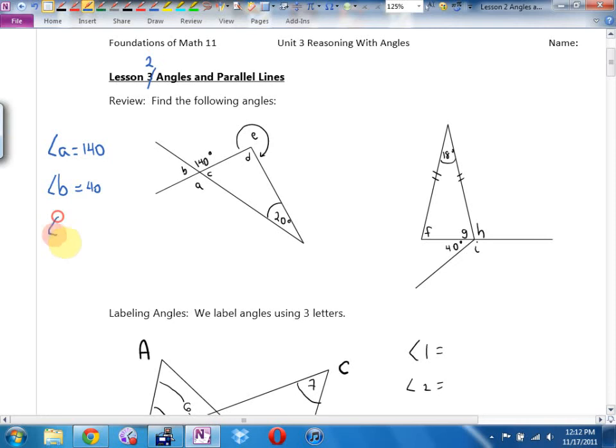Angle C. How big? 40. How do you know? You can get it two ways. It forms a straight line with this 140. But we said the real shortcut is if there's an X, vertically opposite angles are the same. So it's 40 degrees. How big is angle D?